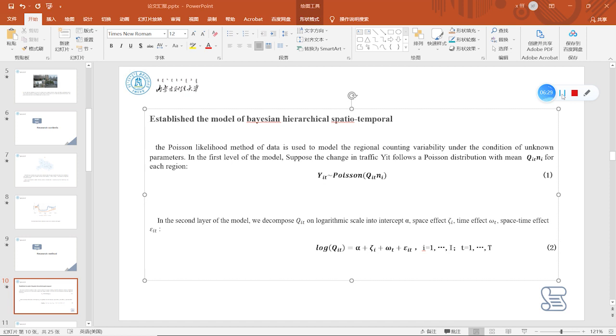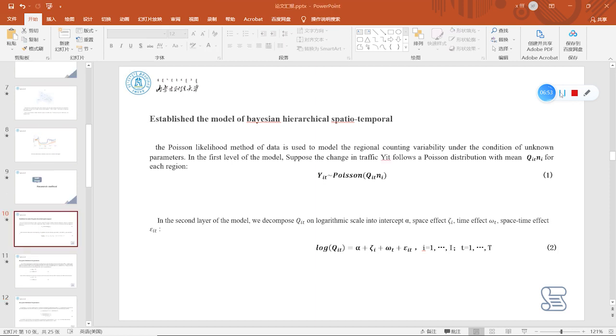In the second layer of the model, we decompose q_it on the logarithmic scale into intercept alpha, space effect zeta_i, time effect omega_t, and space-time effect epsilon_it, as in formula 2. The space effect zeta_i shows the spatial distribution of the relative travel intensity ratio in the study area. The time effect omega_t shows the overall time trend of travel intensity in all regions. The space-time effect epsilon_it shows the predictable function of the relative ratio.